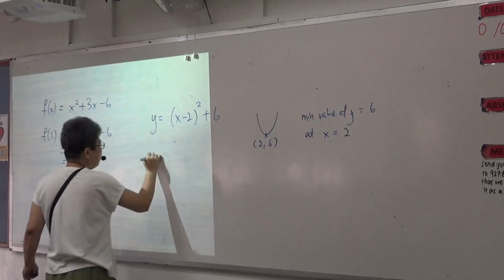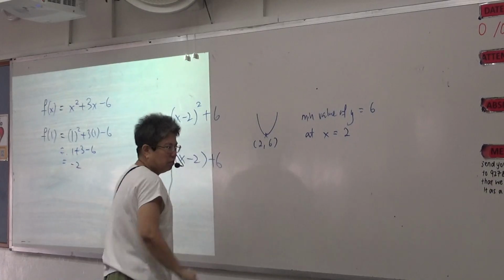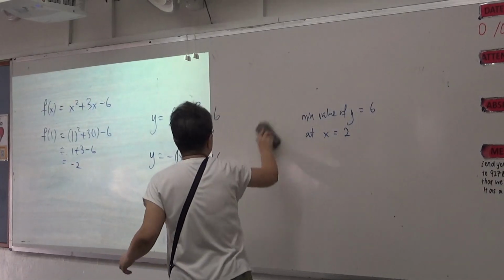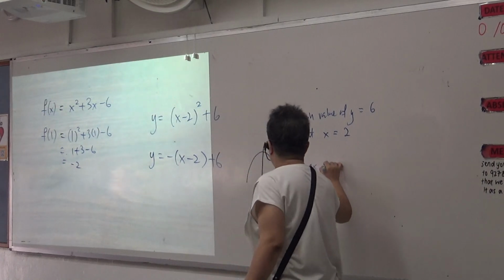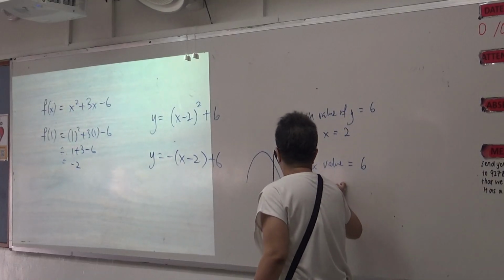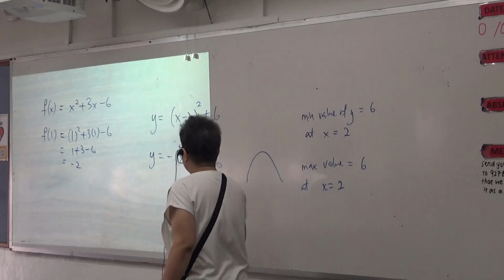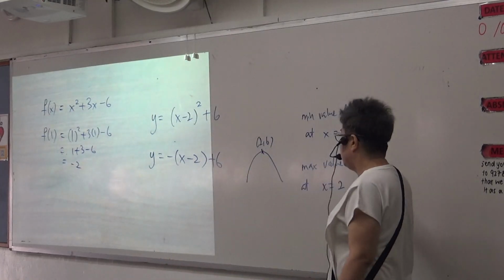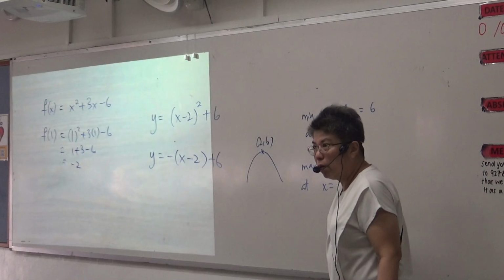Okay? Now, if I have this, okay, I can also have plus 6. What does it mean? It's an n graph, right? Yes. It's an n graph. Okay. What is the maximum value? It's also 6, right? At where? x equals to 2, not minus 2. You don't take the sign, you take the bracket. 2. Okay. That means now my maximum point is what? (2, 6). That means the maximum value is 6. And it occurs at x equals to 2. Understand? Yes or no?